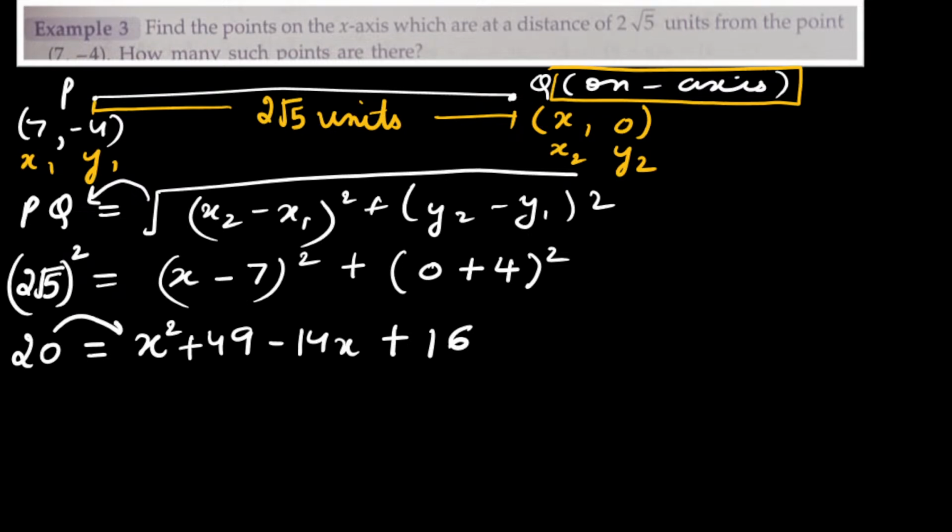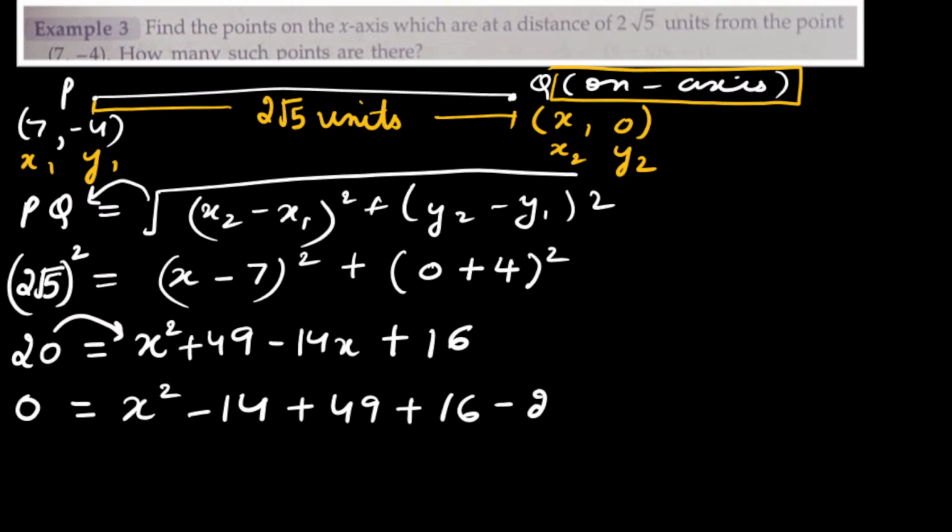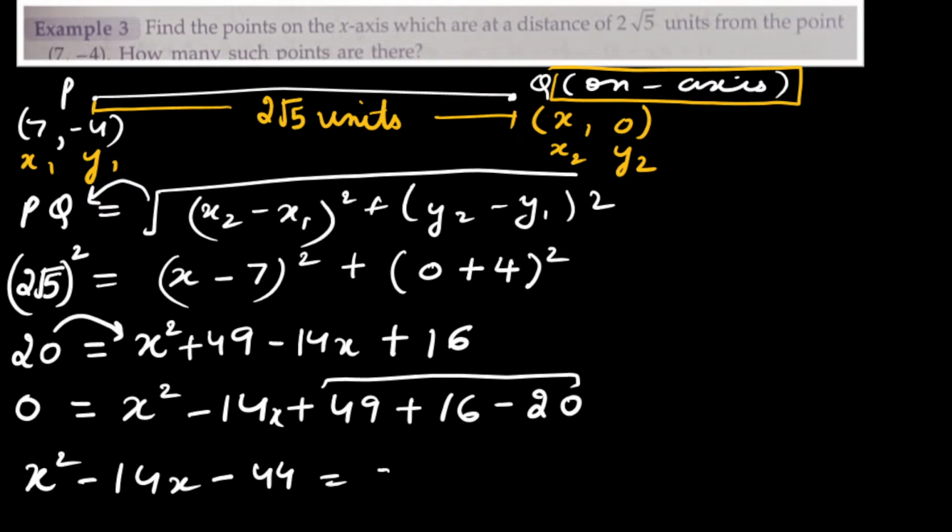So now first of all 20 I'll shift to the other side, so here we will be left with 0. Now x square minus 14x plus 49 plus 16. Now 20 I'll be shifting to the other side, so minus 20, and 0 we can write on the other side. So x square minus 14x. Simplify this and tell me what we will get. 16 minus 20 is minus 4. 49 minus 4 is 44.